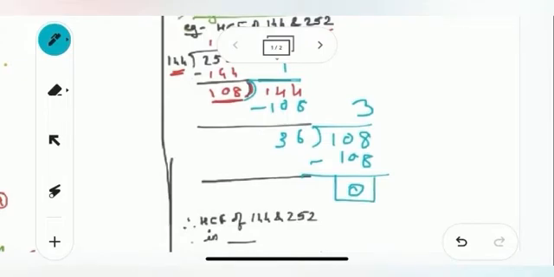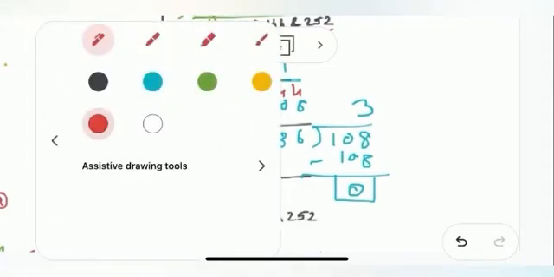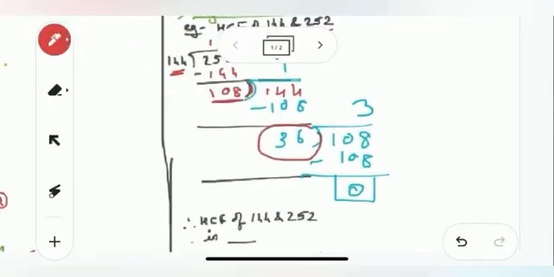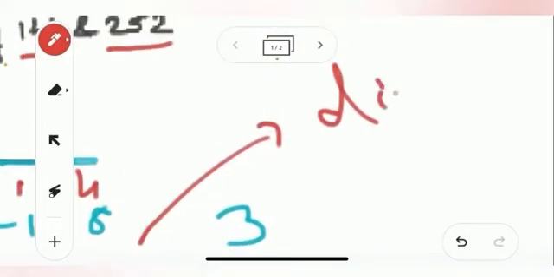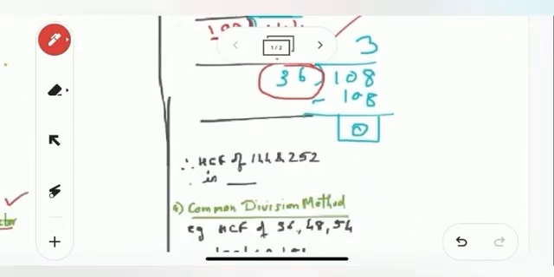So what will be my HCF of 144 and 52? My HCF will be the number which I get here. Okay, so the last divisor is the HCF. So this is our divisor. So the last divisor will be the answer. So my HCF is 36.